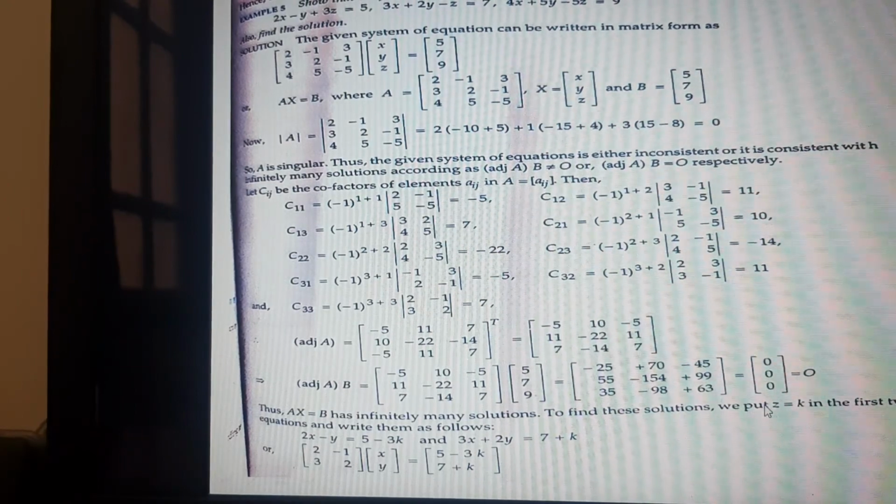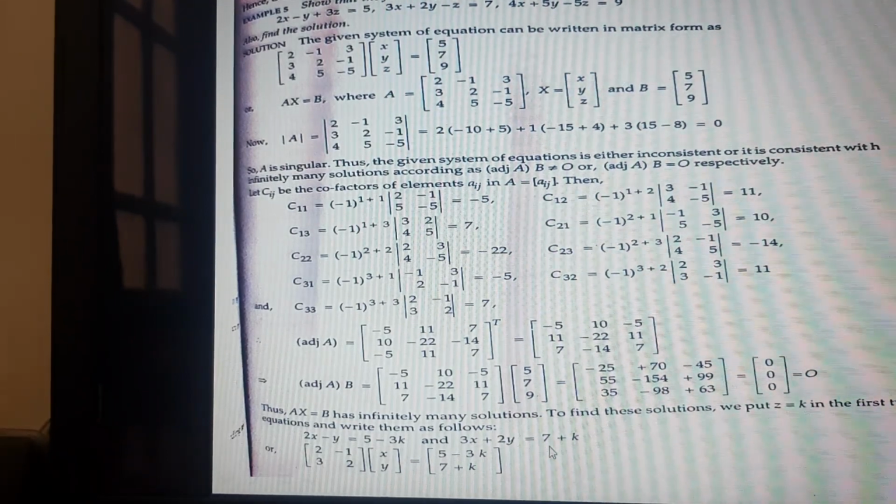There is one method also to solve for infinitely many solutions, but it is not asked in the board exams. Here they have solved it. To solve this, we have to put the third variable z equal to k. Now this equation will become a two variable equation. That is, in place of z, we will put k in the equations. So you will get a two variable equation. Then you can easily solve this equation for two variables.